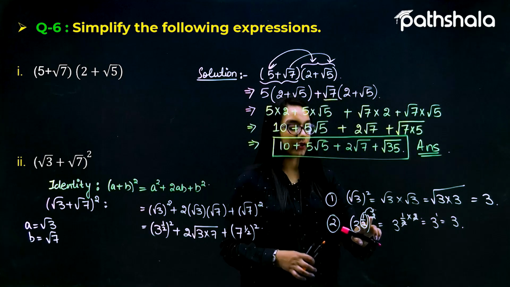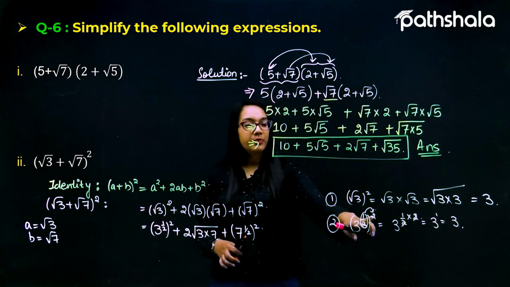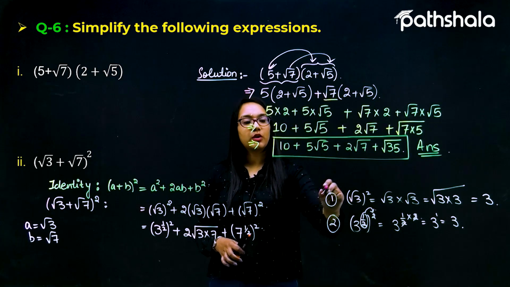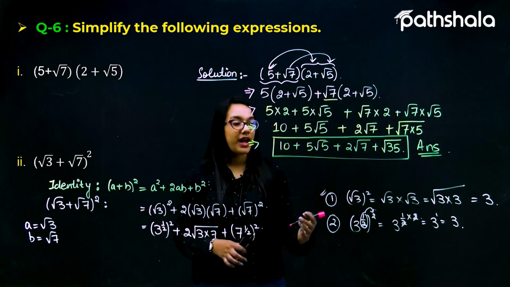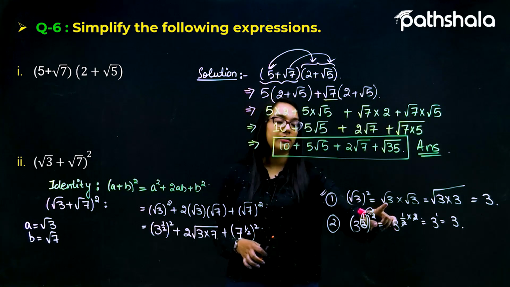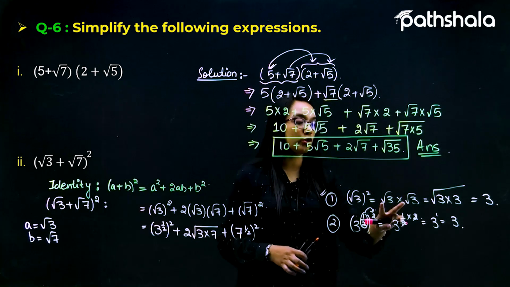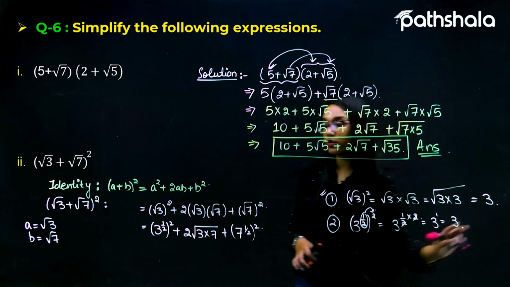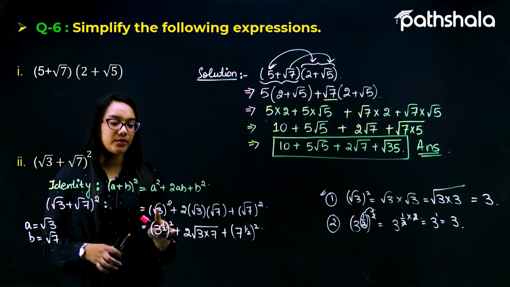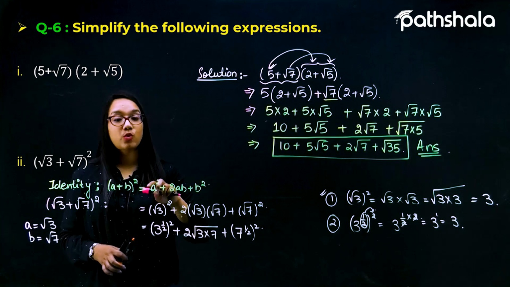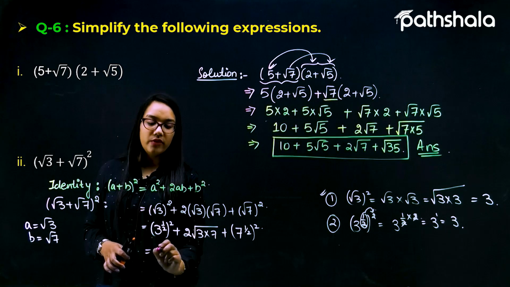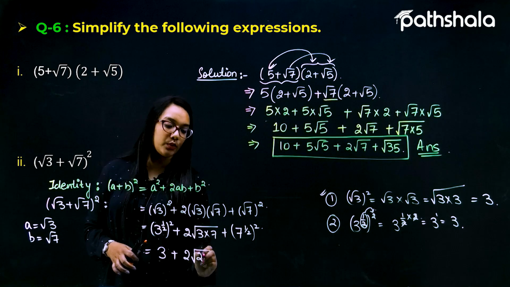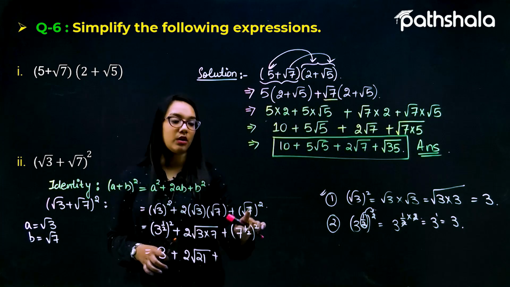This concept is actually based upon the laws of exponents. If you are aware of this, you can use it, or you can use the first result, that square root 3 whole square means the multiplication of root 3 into root 3, which is square root of 3 into 3, which is 3. So always remember, whenever we have square root 3 whole square or square root 7 whole square, this will always result in 3 or 7 respectively. Plus it is 2 square root of 7 into 3, which is 21, plus root 7 whole square.